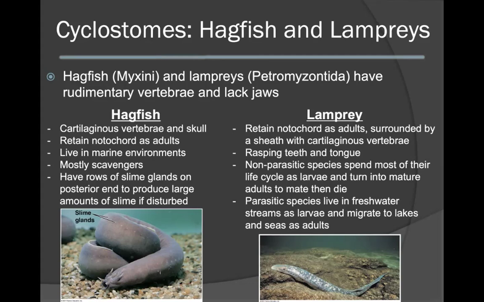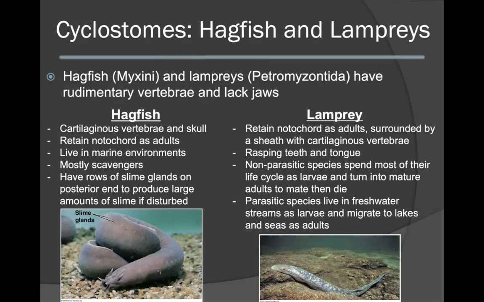Hagfish are typically present in marine environments and are mostly scavengers. They also have a distinct row of slime glands present on their posterior end. This will help to produce large amounts of slime if they are disturbed as a defense mechanism.